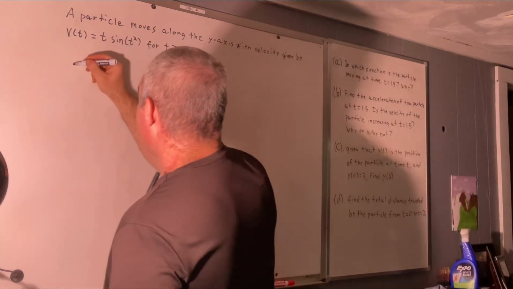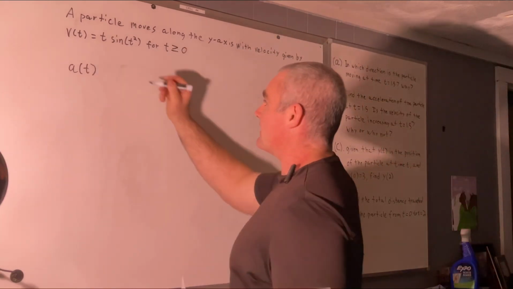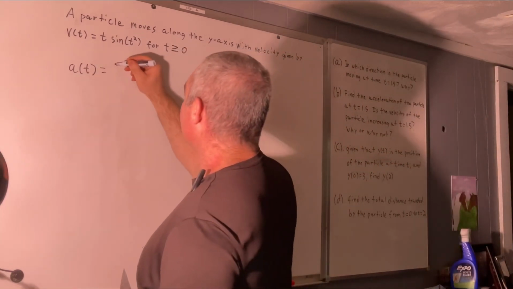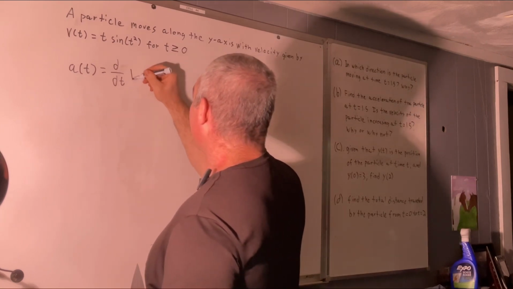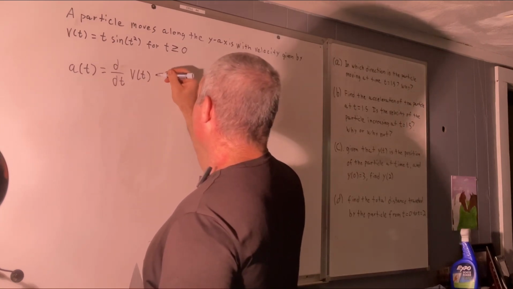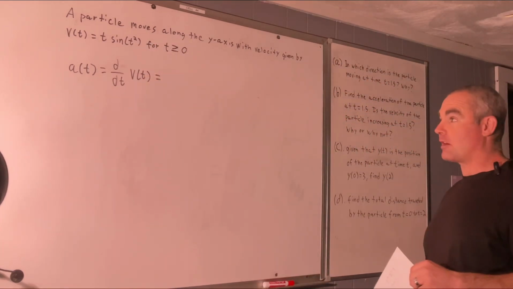And I'm going to call it A of t, for acceleration at a time t. And that is equal to the derivative with respect to t of v of t, which is equal to what? What do we have here? What rule for derivatives? We have a product rule.